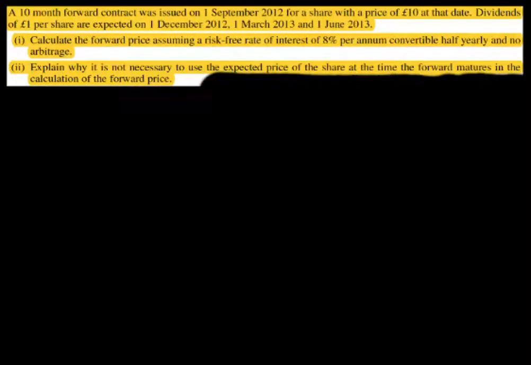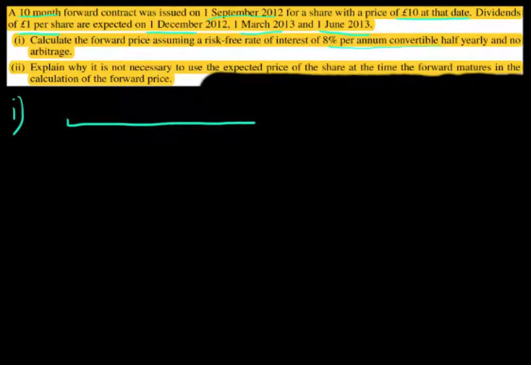Let's redo it here, looking at another exam question. A 10-month forward contract was issued on the 1st of September, for a share. It started at £10 at that date. Dividends of £1 per share were expected on the 1st of December, 1st of March, and the 1st of June. What is the forward price assuming a risk-free rate of 8% per annum, convertible half yearly, and there's no arbitrage?